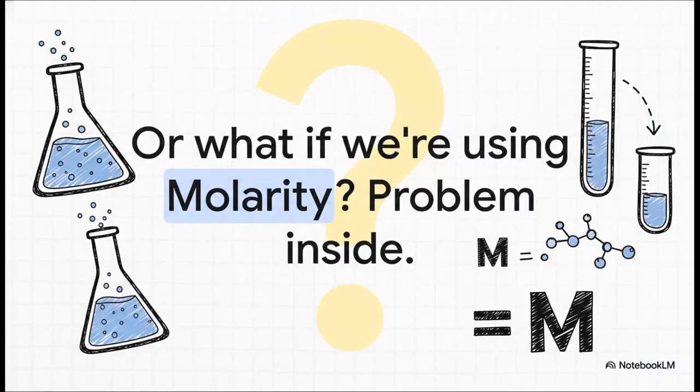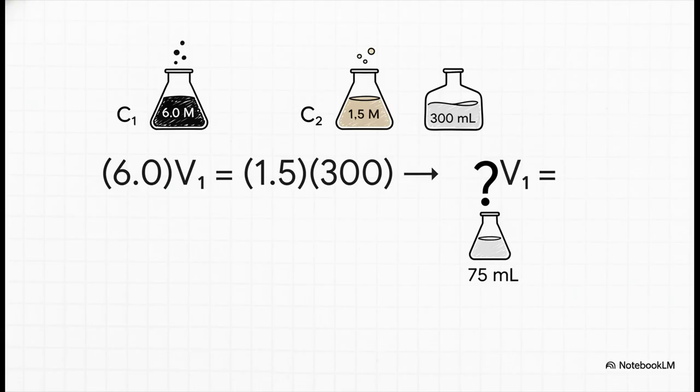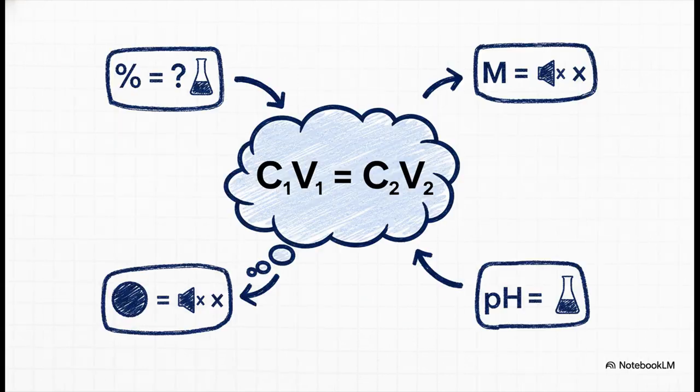Okay, let's switch it up again. Now we're using molarity. How many milliliters of a 6-molar stock solution do we need to make 300 milliliters of a 1.5 molar solution? Same question, different units. And again, the process is identical. 6.0 times V1 equals 1.5 times 300. Solve for V1, and you get 75 milliliters. It doesn't matter what you're solving for. The formula just works.